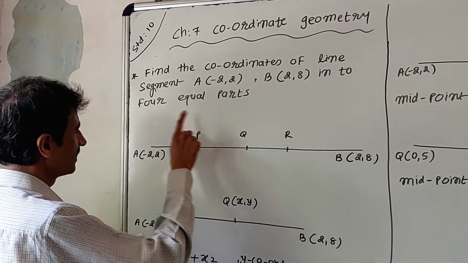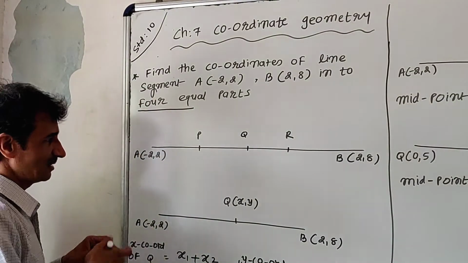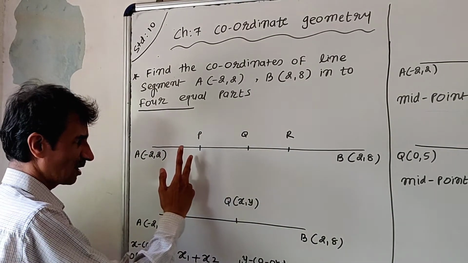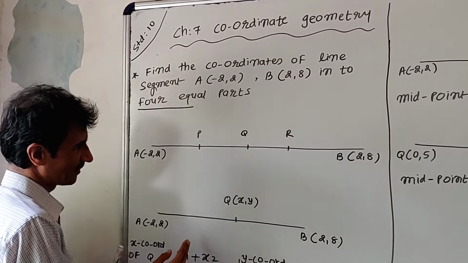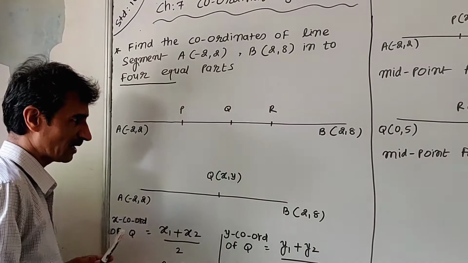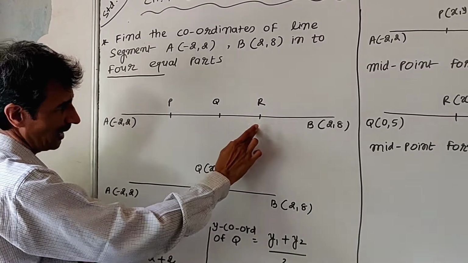Now you can see here, I want to divide this line segment into 4 equal parts. That means I want to cut 3 times: 1, 2 and 3. Now you can see this is my first part, second part, third part and the fourth part. I want to find out the coordinates of this P, Q and R.